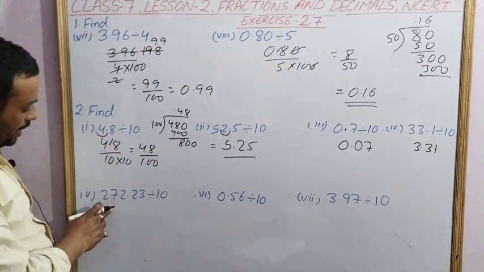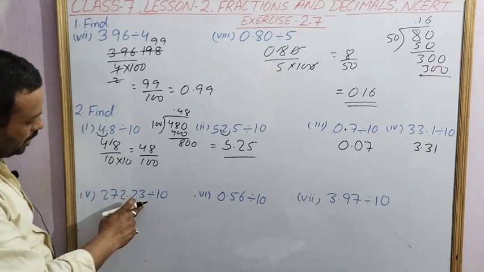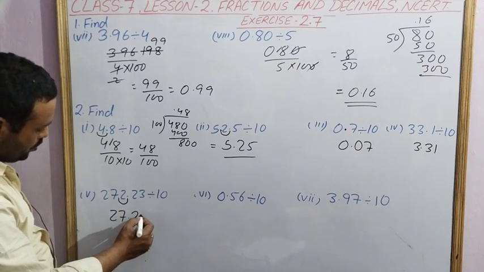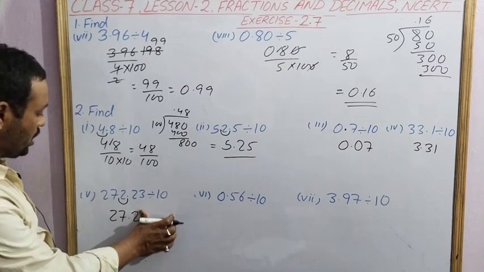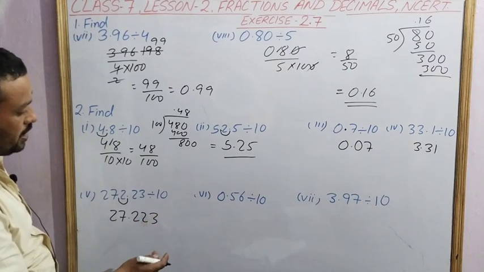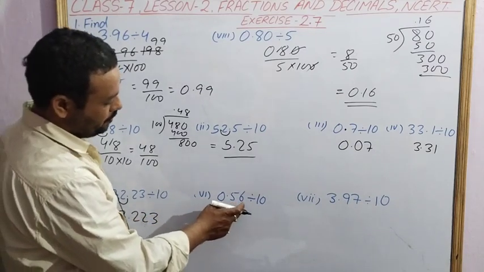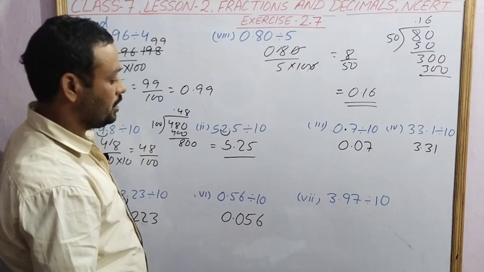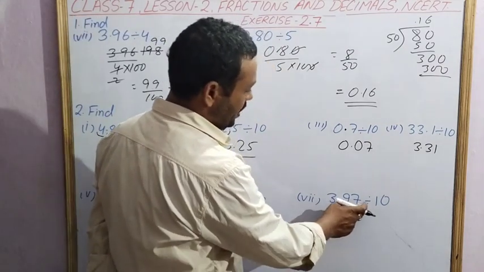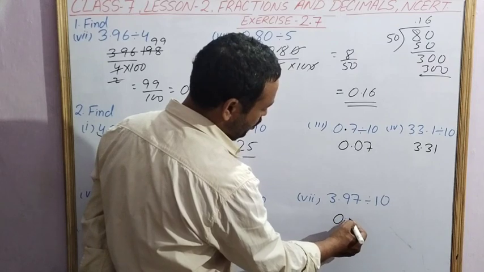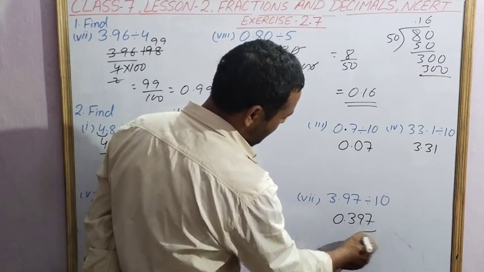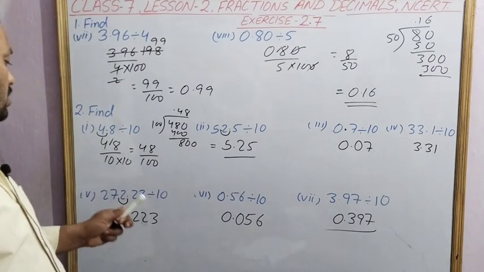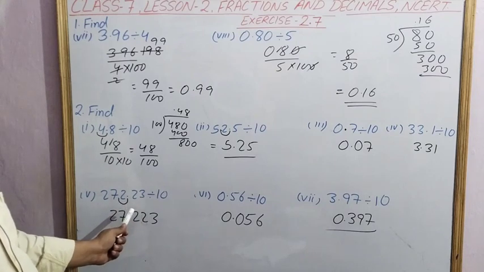In the same way, question number 5 is 272.23 divided by 10. This shifts by 1 place, so it becomes 27.223. Then question number 6, 0.56 divided by 10. It will become 0.056. Question number 7 is 3.97 divided by 10. It will become 0.397.